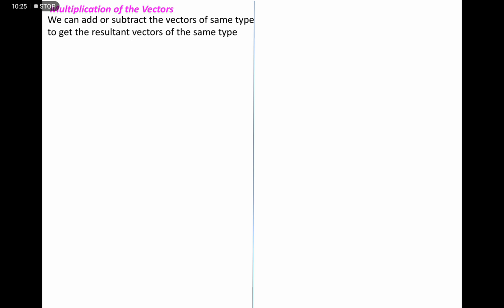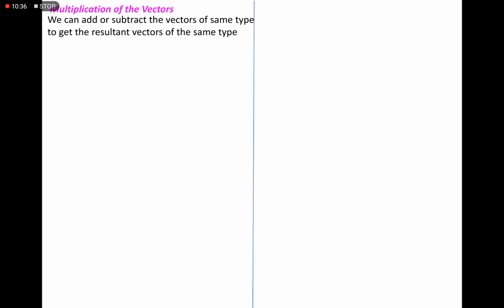So this is about the resolution of vectors in two dimensions and three dimensions. Then multiplication of vectors. In the first lecture we already studied how we can add scalars and vectors.